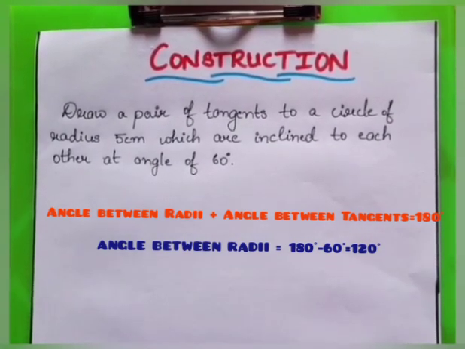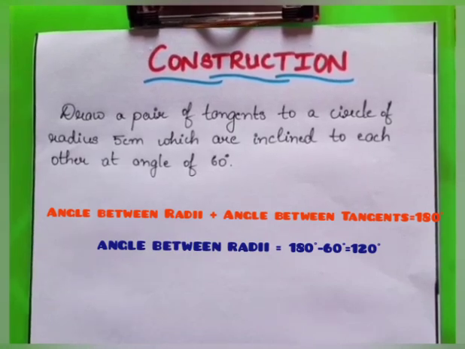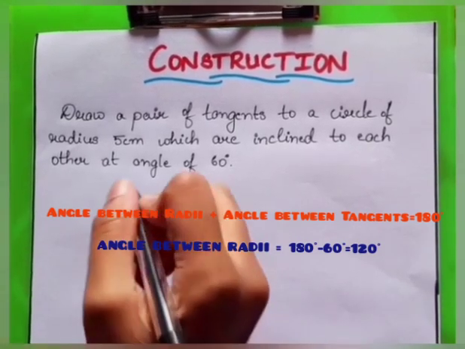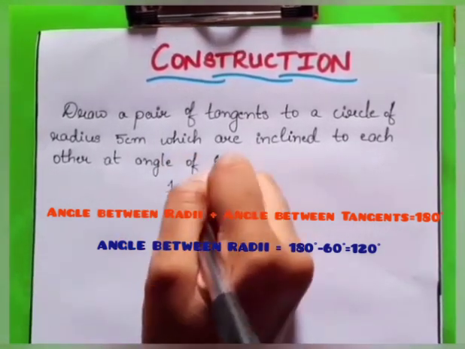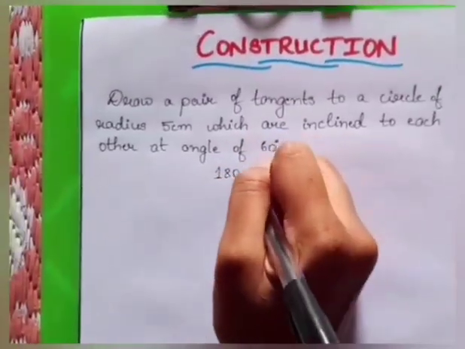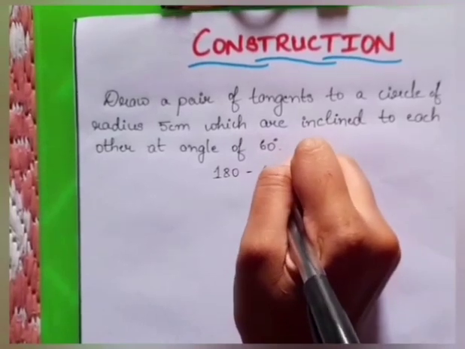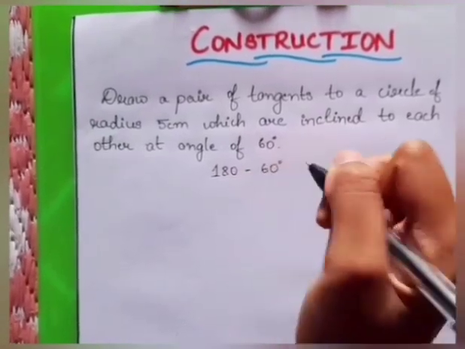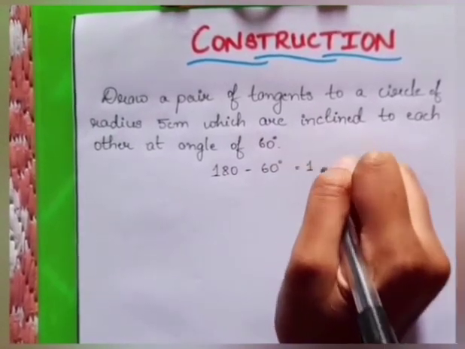The sum of the angle between the radii and the tangent is 180 degrees. So 180 degrees minus 60, we get 120 degrees.